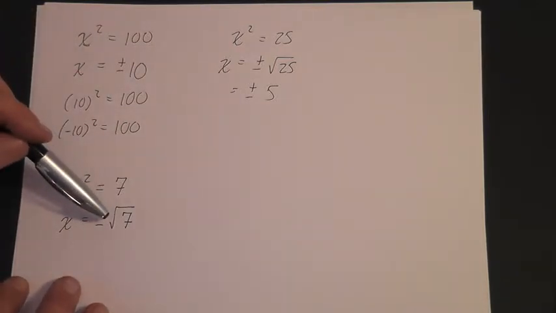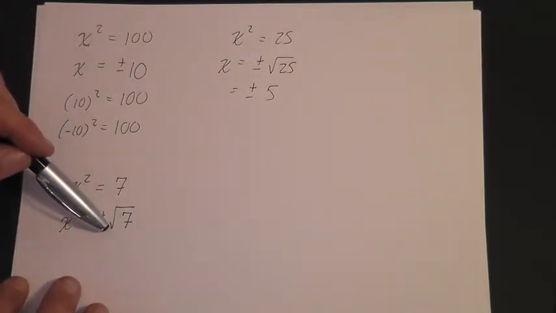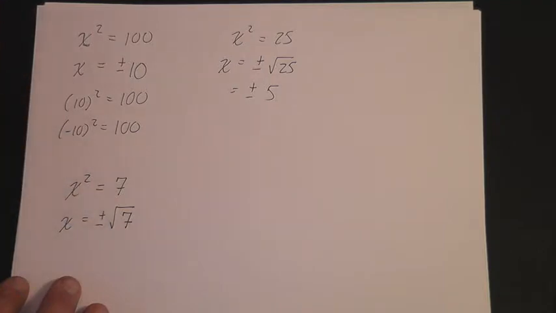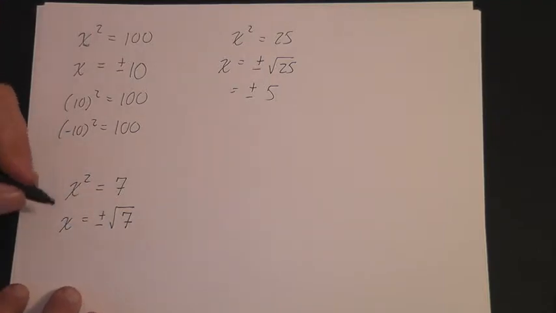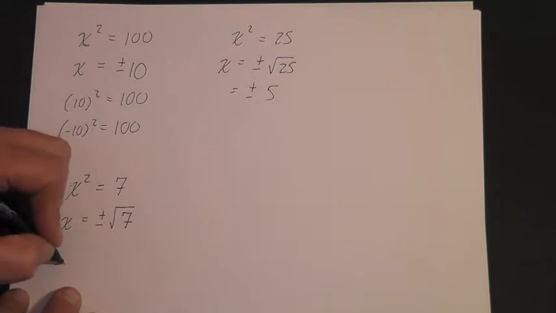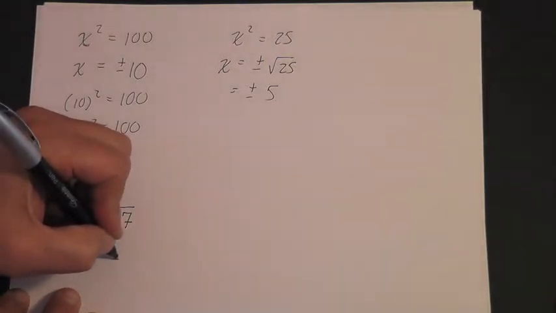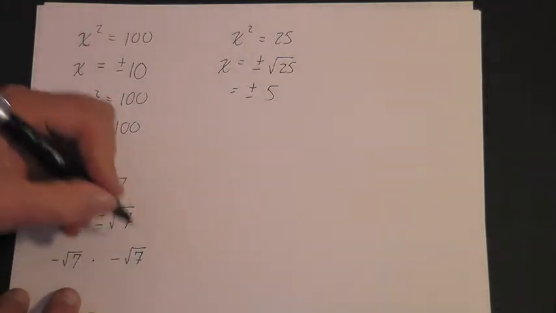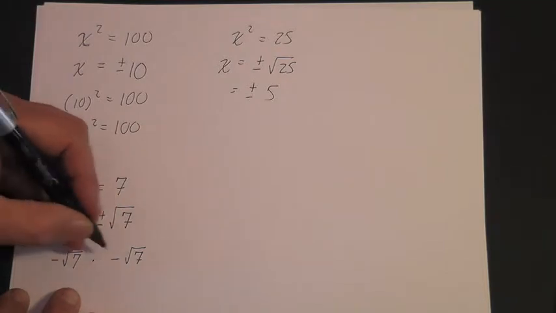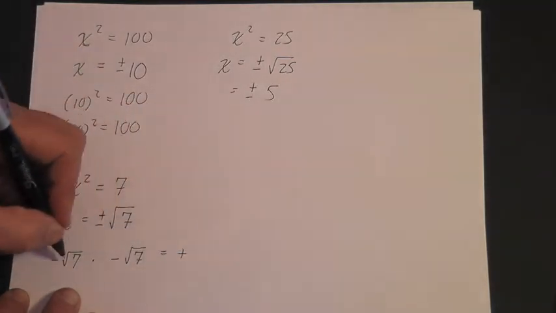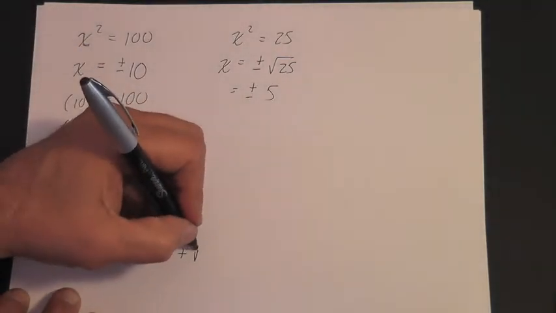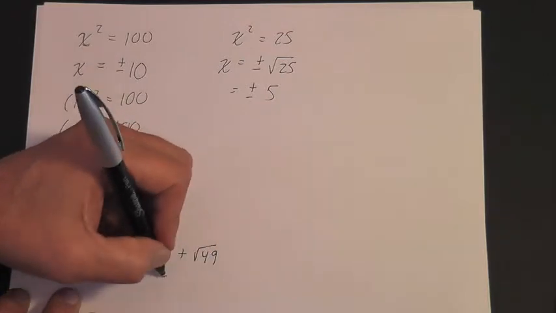The reason is because the square root of 7 times the square root of 7 is the square root of 49, which is 7. And if you had minus the square root of 7 times minus the square root of 7, right? That's outside times outside. Negative times negative is positive. Square root of 7 times square root of 7 is the square root of 49, and the square root of 49 is 7.